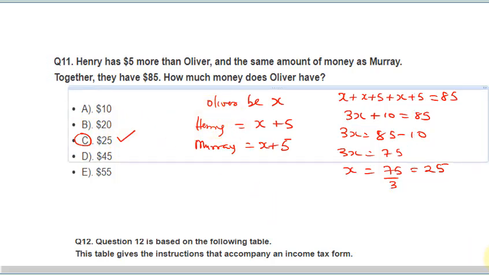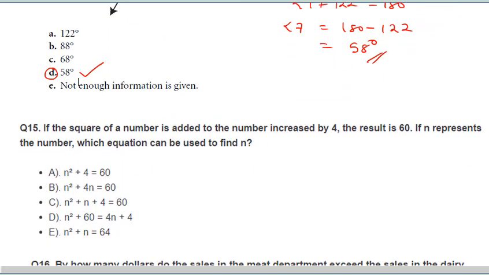Okay, so the next question, it says if the square of a number is added to the number increased by 4, the result is 60. If n represents the number, which equation can be used to find n? Now it says the square of a number is added to the number, that's n, and increased by 4, plus 4, and the result is 60. So from this expression, this is exactly the expression you could use to find n. So I think the correct answer here is going to be C.